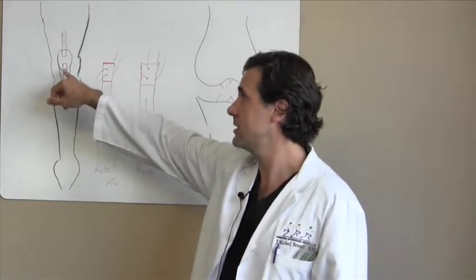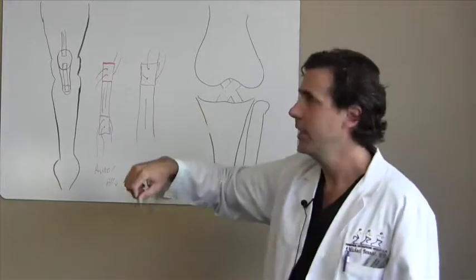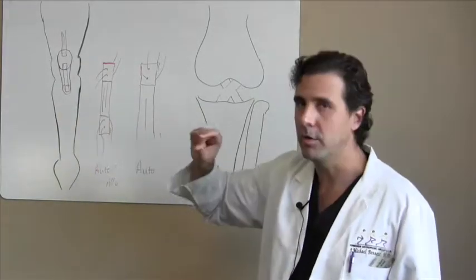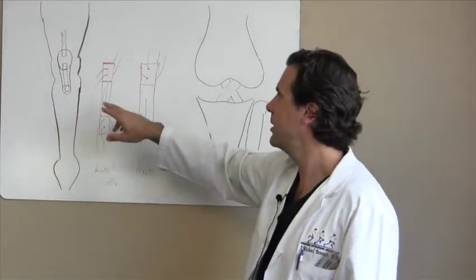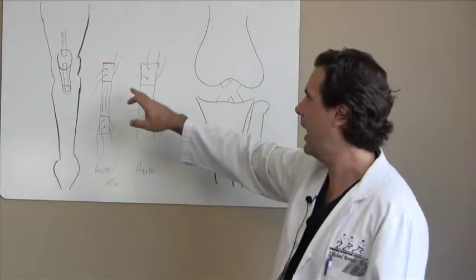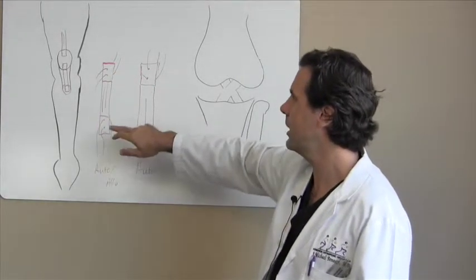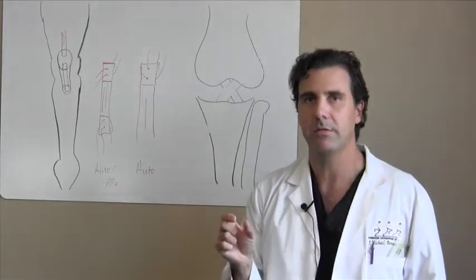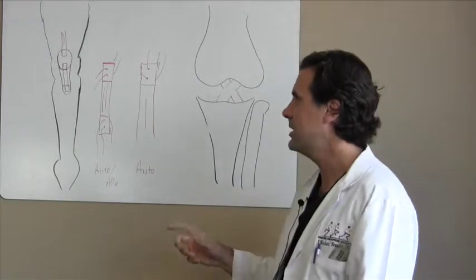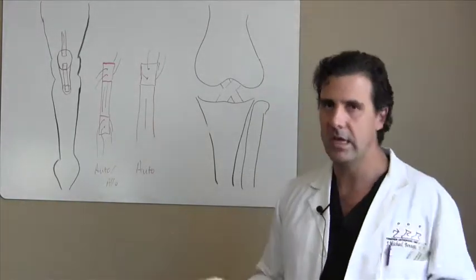And usually you harvest the central third of the patella tendon. You don't take the whole kneecap, you only take a portion of it. And what it leaves you with is 2 blocks of bone. So there's a block here, and then in between you have this thick band of tendon. And that thick band of tendon recreates the ligament, that recreates the ACL.